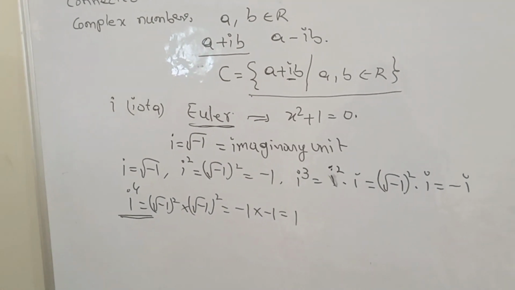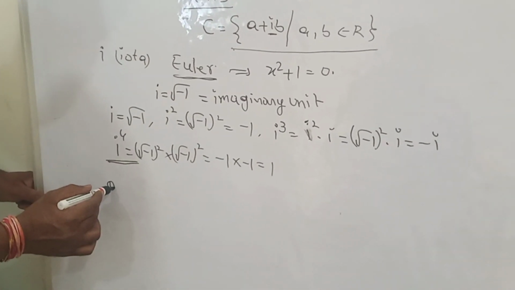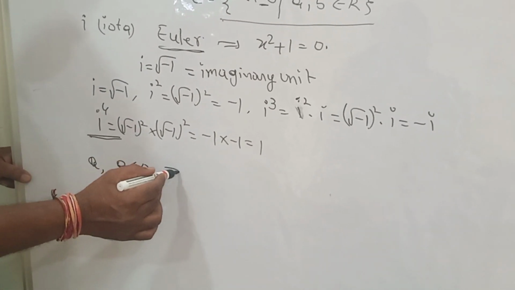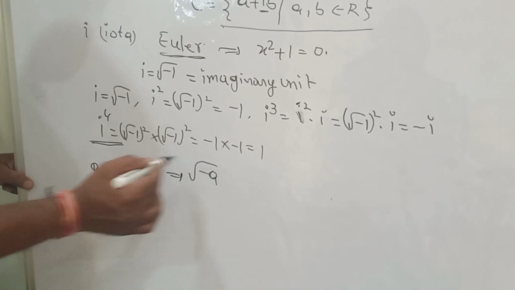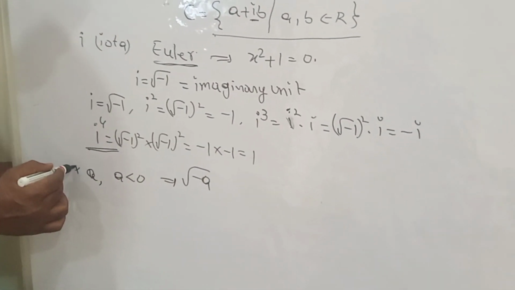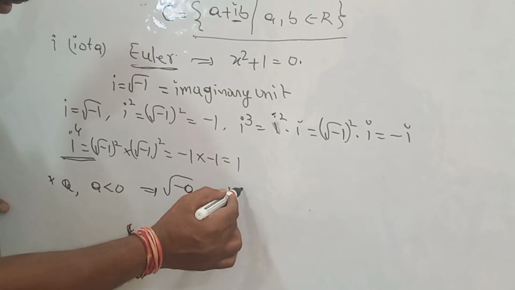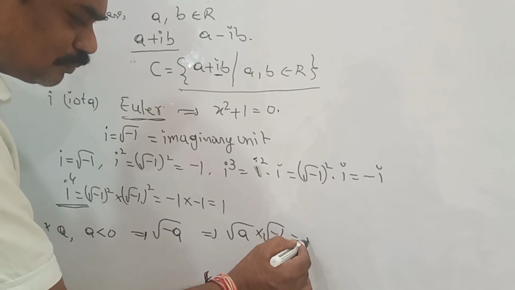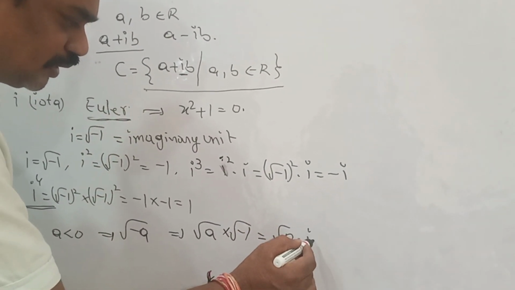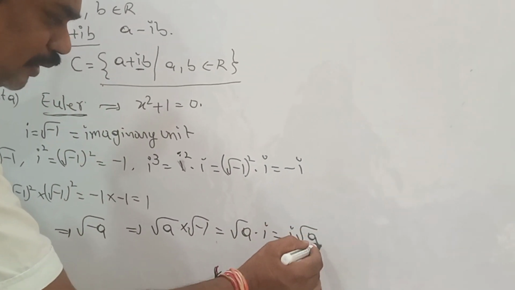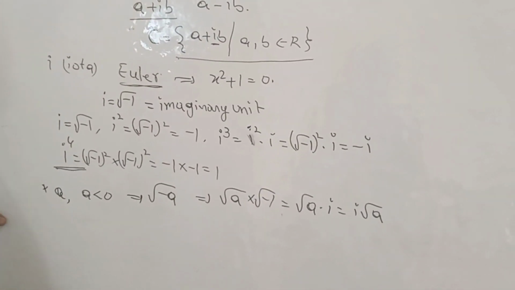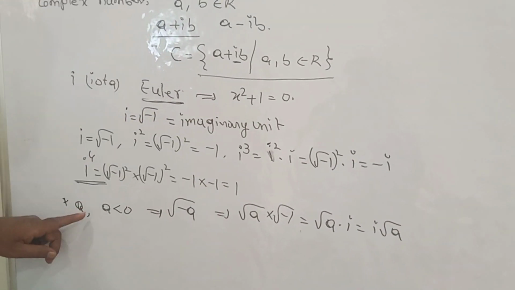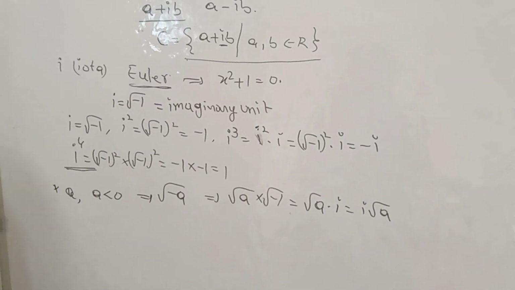This is the iota. Okay. Suppose a number a is there, a less than 0. Then root over a can be written as root over minus a into root over minus 1, so root over a into i. This is i into root a. This is the imaginary number. Here this is the imaginary unit and this is the imaginary number. Okay, all of you.